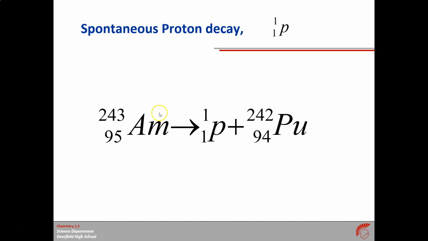But here's an example. Americium is going to lose a proton to become plutonium. So atomic number goes down by 1. Mass number goes down by 1 because we've lost a proton.